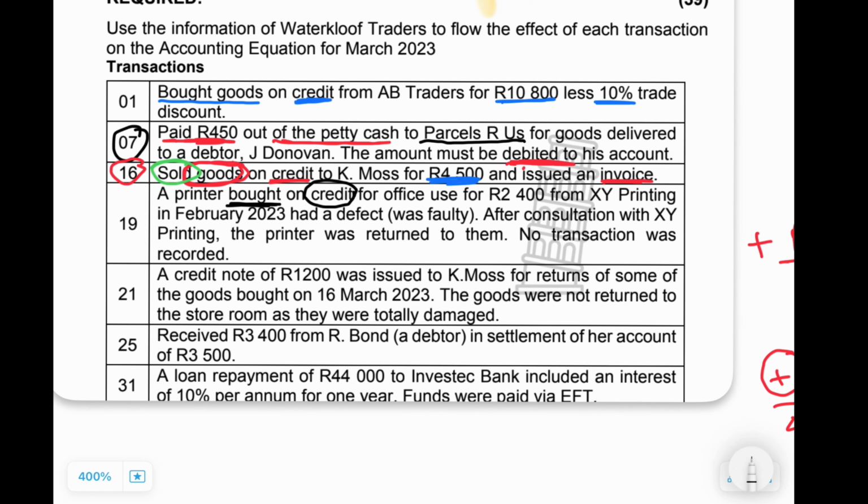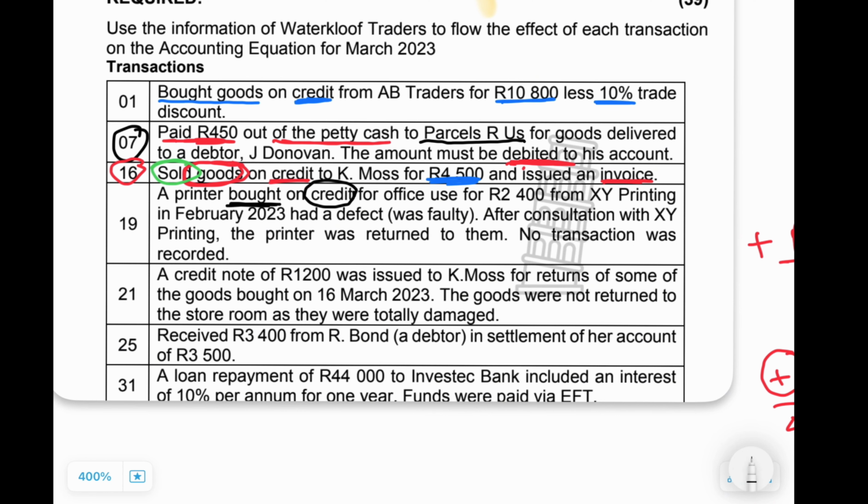Okay, so we agreed that one of the accounts that is affected is creditors control. And why is our creditors control affected? Because we bought on credit, okay, from our creditors. So our creditors control account, we said it's a liability account, and all liabilities increase on the credit side and they decrease on the debit side. Another account which is affected will be equipment. Why is equipment affected? Because we had bought a printer, okay, and a printer is an equipment. So equipment is actually an asset account.